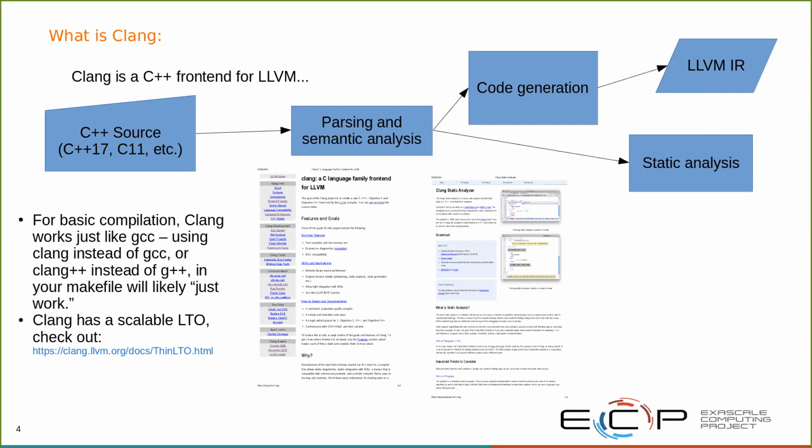Using Clang is generically pretty simple. It's a drop-in replacement for GCC and actually for MSVC on Windows. It has a scalable LTO to do link time optimization. And so you can apply link time optimization over large code bases using the scalable LTO. That's a really important feature.